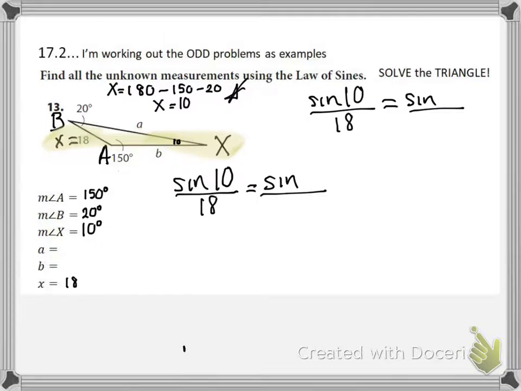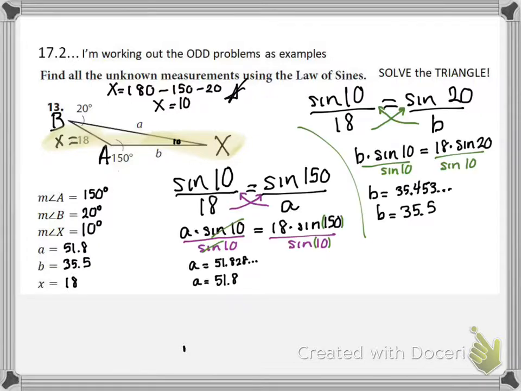I have to find my A side, and that means I'll need my A angle. I have to find my B side, and that means I'll need my B angle. This video is running very long, so I'm going to pause, work those out, and then you can check and see if you got the same answer I got. Did you get the same answers I got?